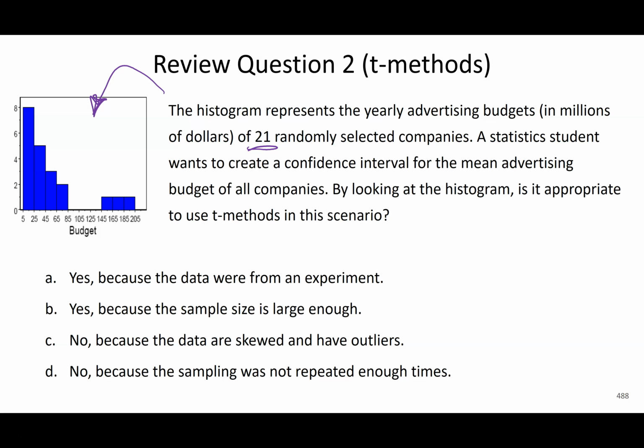So we have a stats student. They want to create a confidence interval for the mean advertising budget of all companies. So they're looking at this histogram and they're trying to figure out, can I use t-methods to calculate this confidence interval? So I'll give you all a second, press pause, give it a go.